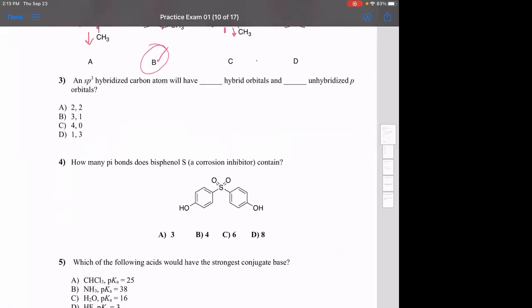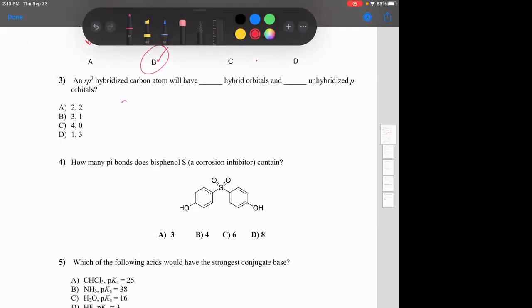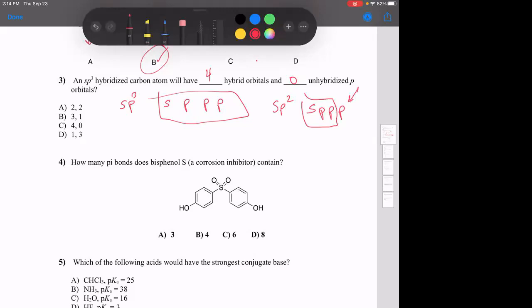All right, an sp3 hybridized carbon will have blank hybrid orbitals and blank unhybridized p orbitals. So if it's sp3, that means it's taken its s, its p, its p, and its p, and hybridized them all. So there are 0 unhybridized, and all 4 happen to be hybrid. So what if I asked you sp2? I know that's not the question, but if that were the case, it would be what? It took its orbitals and hybridized s, p, and p, and it left an unhybridized p out. So the correct answer is C.